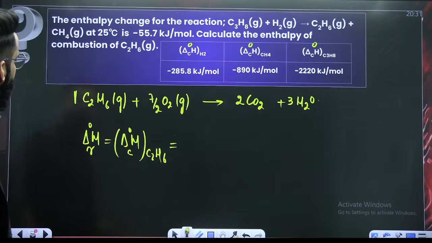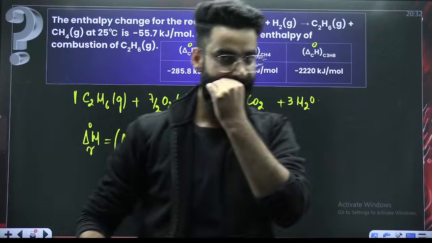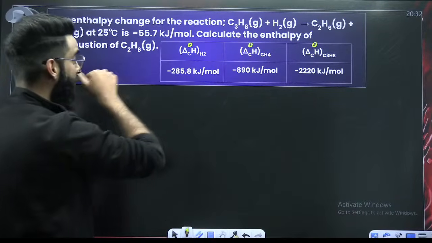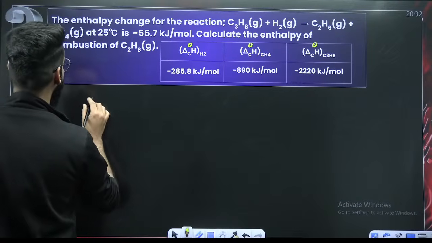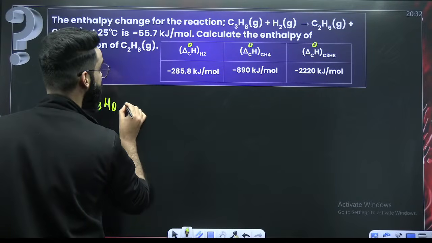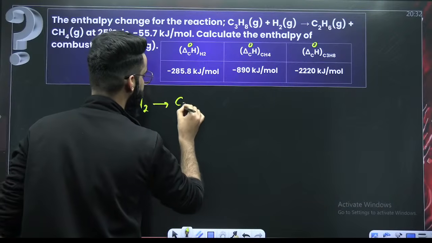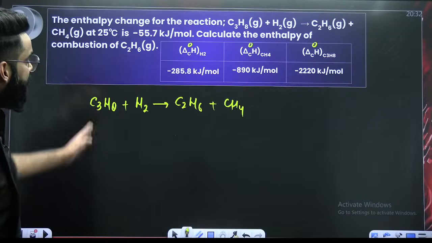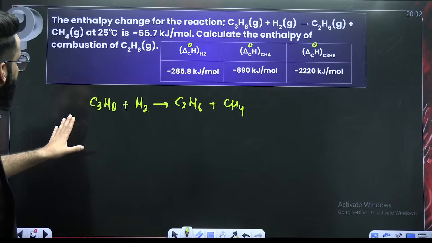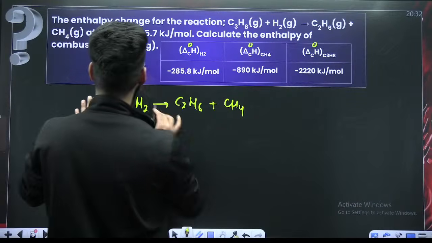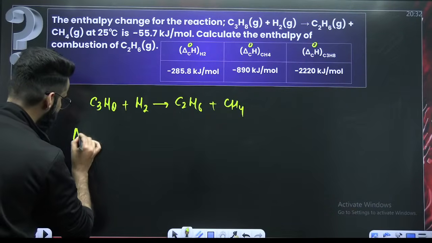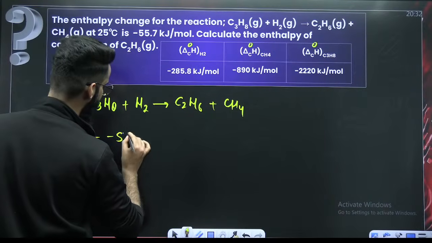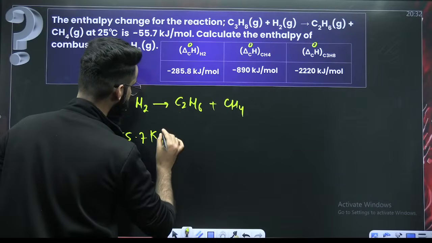I hope this point is clear, because this is very important. Now look at the reaction. The reaction is given as C3H8 plus H2 gives C2H6 plus CH4. This is the reaction that's given to me, in balanced format. As per the question, the enthalpy change of the reaction is given to me as minus 55.7 kilojoules per mole.